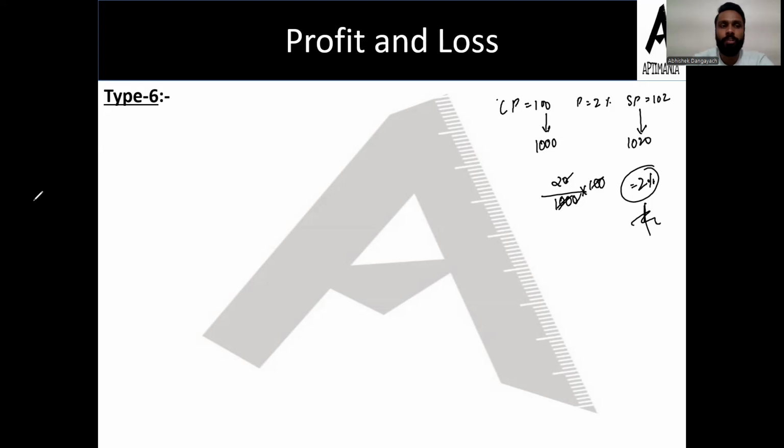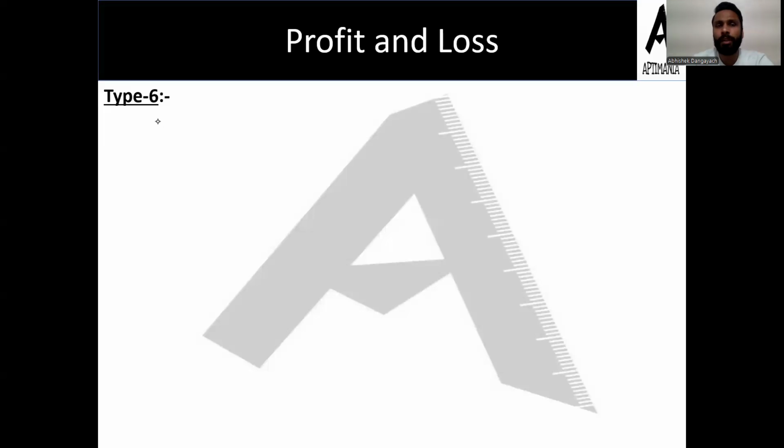You might calculate your profit percent on 1 article or 2 articles, 5 articles, 7, any number of articles, you'll always get the same answer. What matters is that if you are considering the cost price of 4, you have to consider the selling price of 4. You cannot consider the selling price of 5 or 3. So the number of articles associated with cost price and selling price should always be the same. That is the only point to be taken care of.